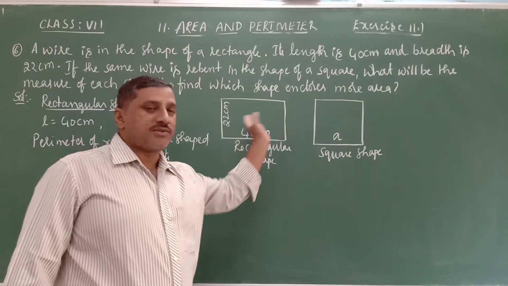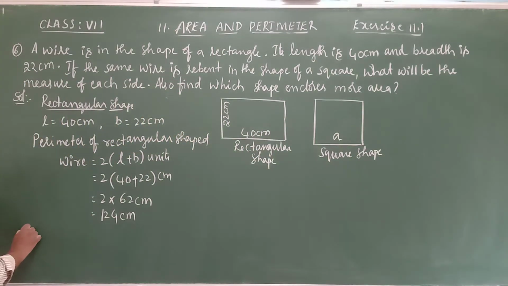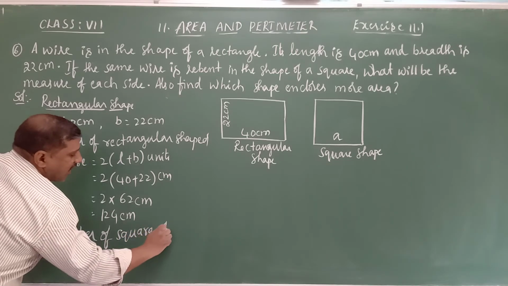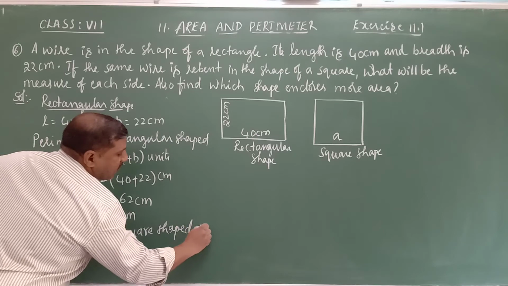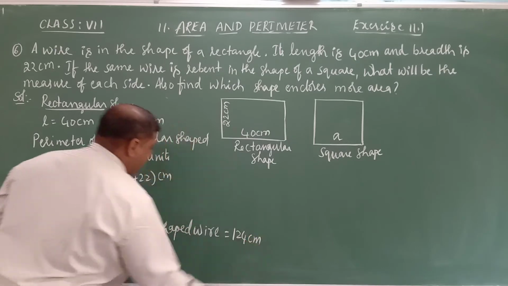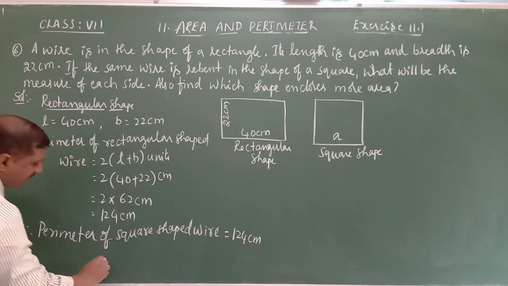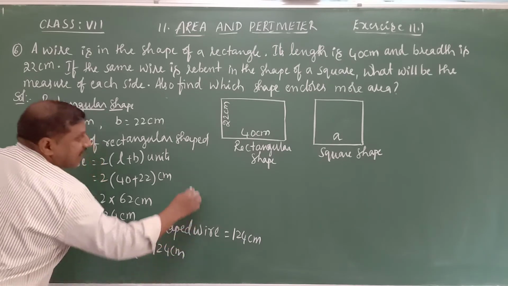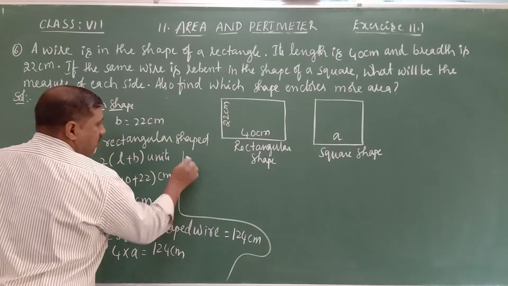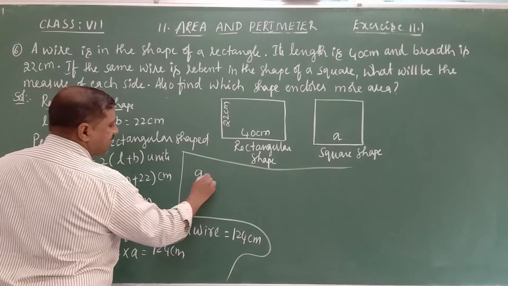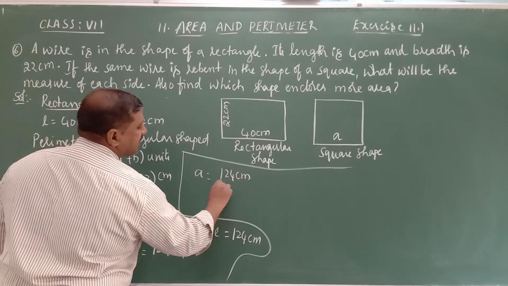Now we know both the shapes have the same perimeter. Therefore, the perimeter of the square-shaped wire is also 124 centimeters. The perimeter of the square is 4 into A, which is equal to 124 centimeters. Now A is equal to 124 centimeters divided by 4.